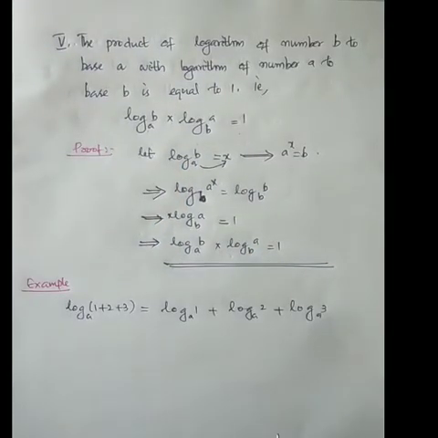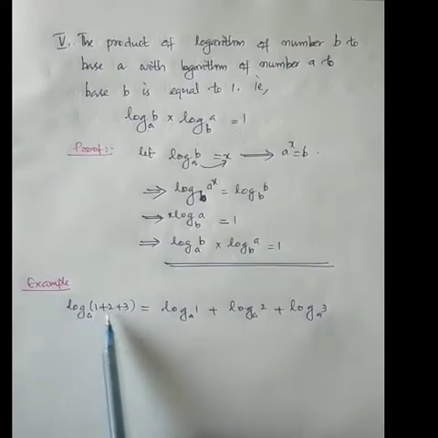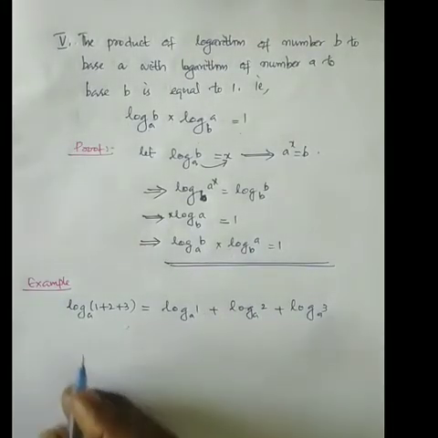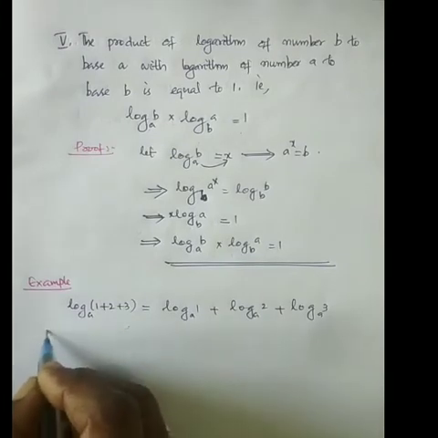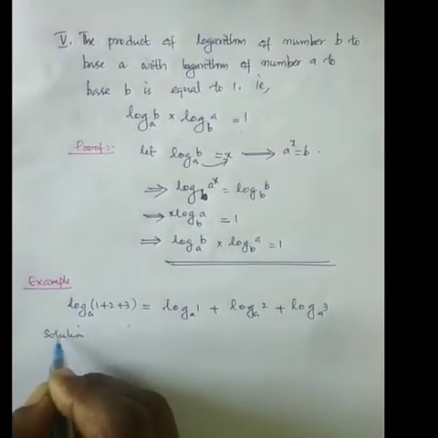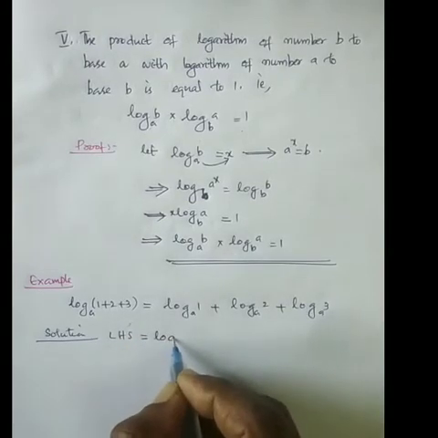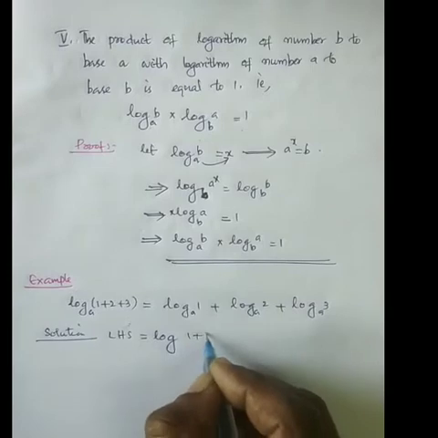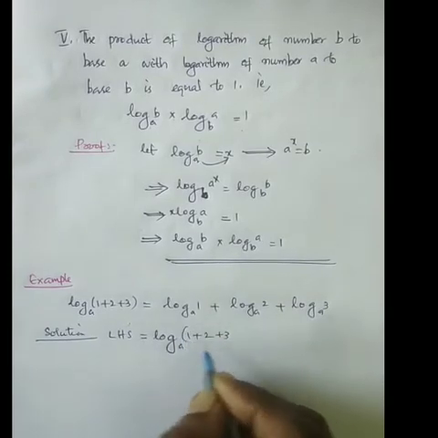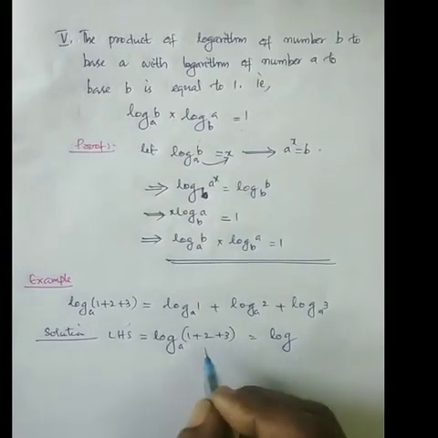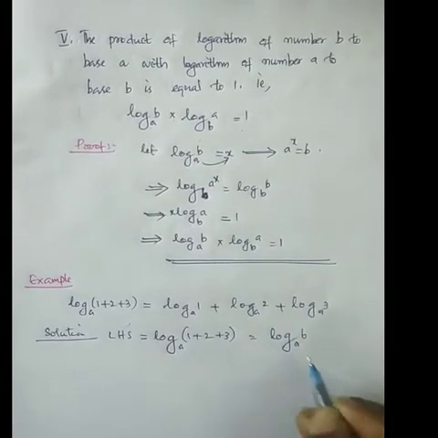See some examples related to these laws. First one, prove that log of 1 plus 2 plus 3 equal to log 1 plus log 2 plus log 3. Now let's see the solution. First take the LHS. Here the LHS is log of 1 plus 2 plus 3 to the base a. See, that is log of 1 plus 2 plus 3, which is 3 plus 3, it's 6, to the base a.